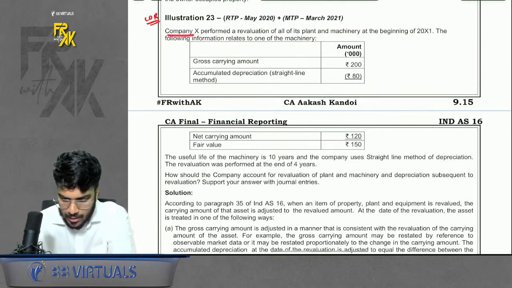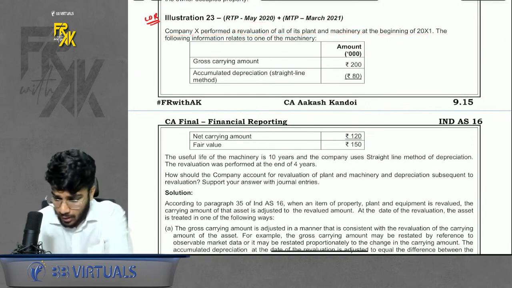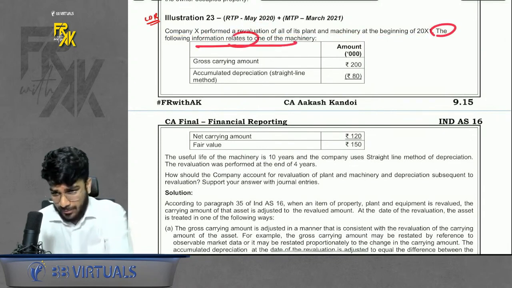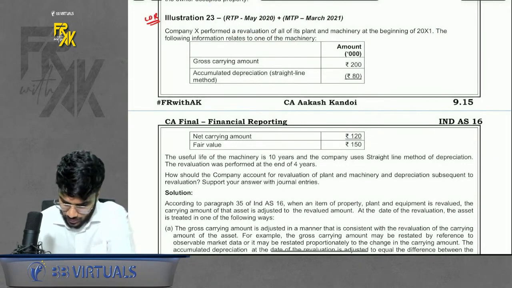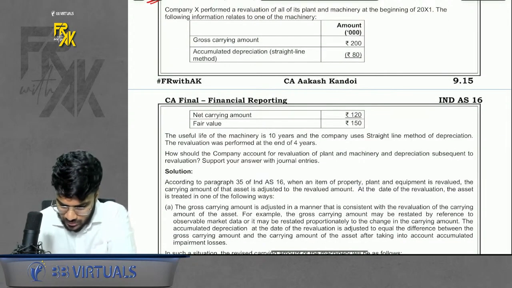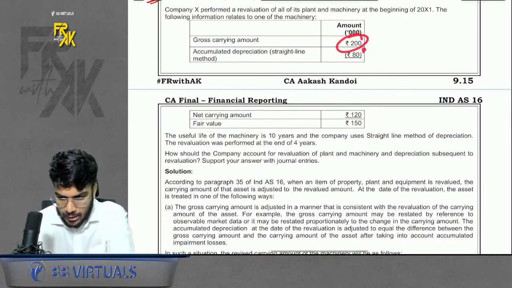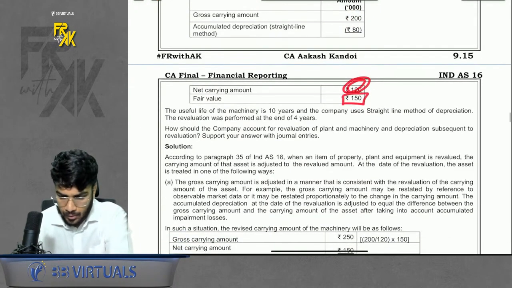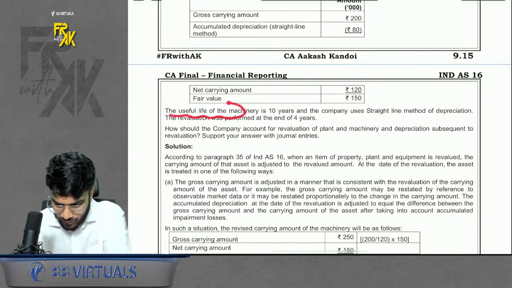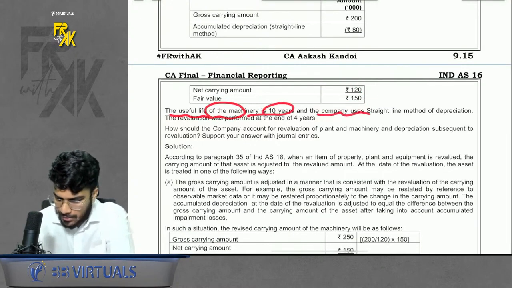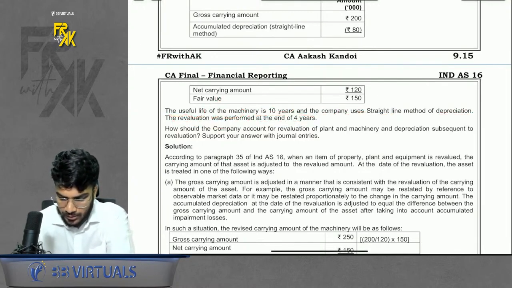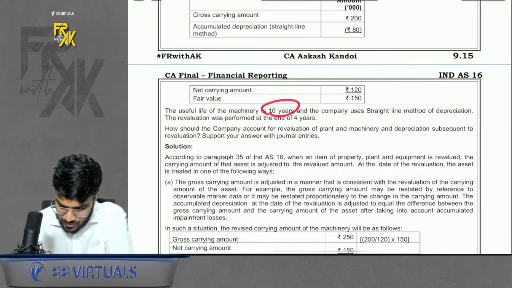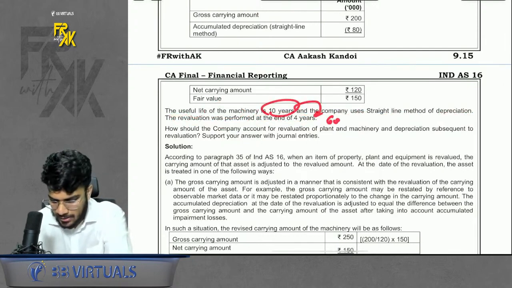The question says: Company X performed a revaluation of all its plant and machinery at the beginning of 2011. The following information relates to one of the machinery. They have given the information of gross block, accumulated depreciation, and net block, and also the fair value. The useful life of machinery is 10 years and the company uses SLM method of depreciation. The revaluation was performed at the end of 4 years. That means out of 10 years, 4 years have lapsed, that is 6 years are remaining.